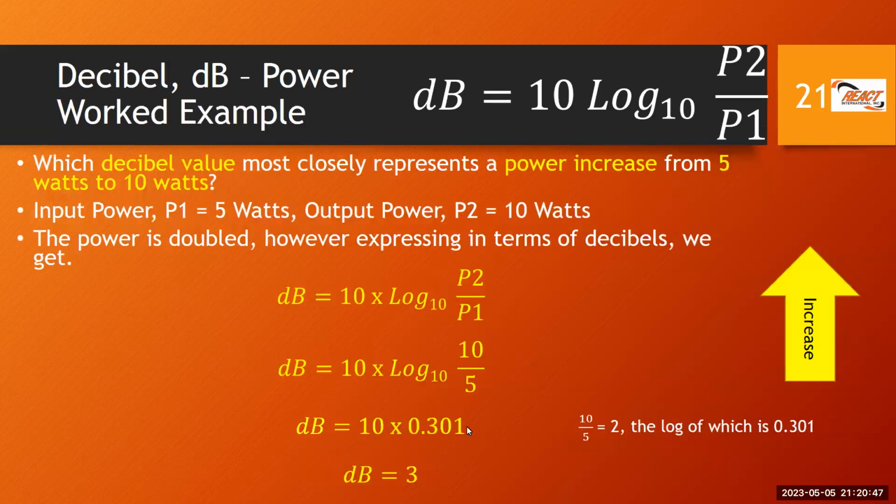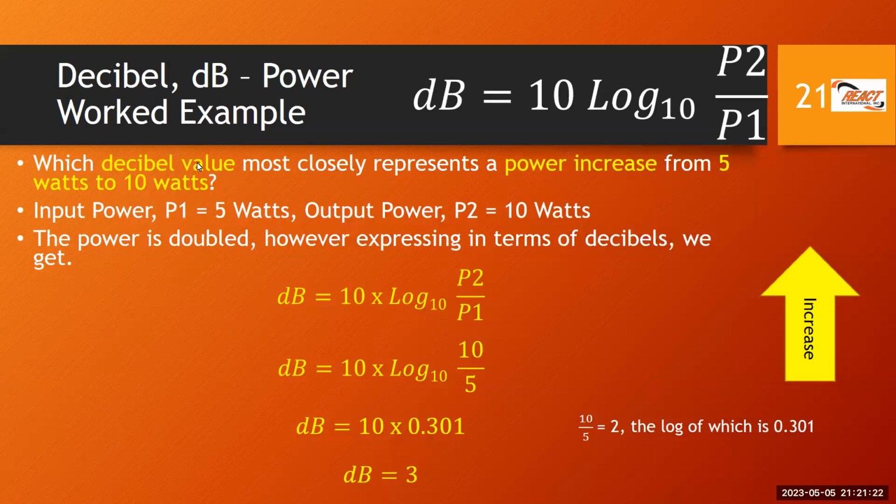So let's actually get into some examples that are related to questions in our question pool. So these now that we're talking about here are what you will get in the exam, right? So again, you don't need to learn this calculation, but we find it very helpful if we know how to calculate it rather than just memorize the answer, right? So this is an actual question in the question pool. Which decibel value most closely represents a power increase from 5 watts to 10 watts?